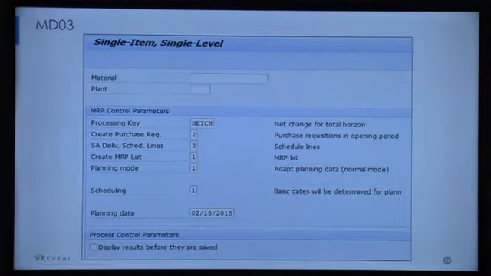I think what I saw in your planning run is that you always generate requisitions, right? You don't generate requisitions in the opening period. It's requisitions always, and you essentially have schedule lines always, and you have planning mode, adaptive planning. How about this scheduling indicator, 1 or 2?